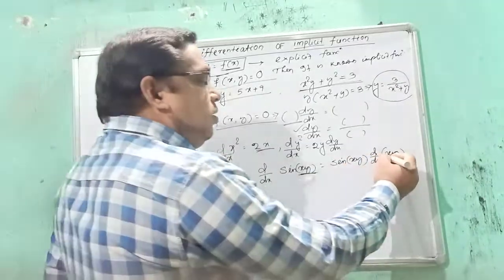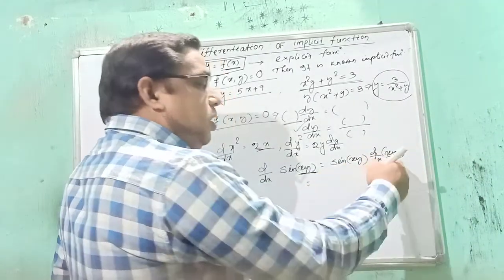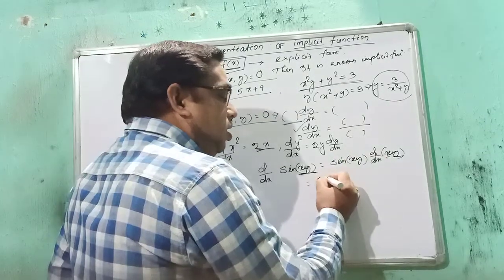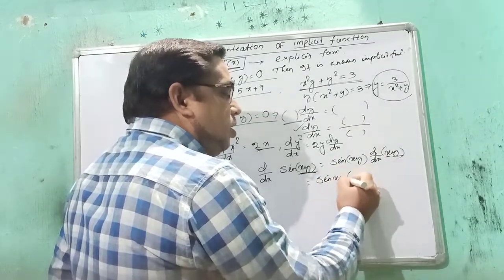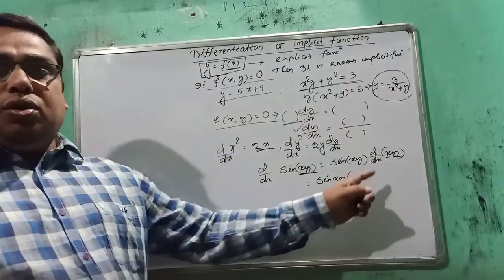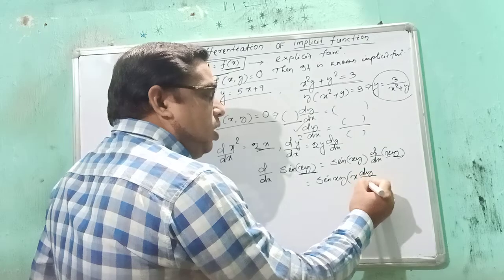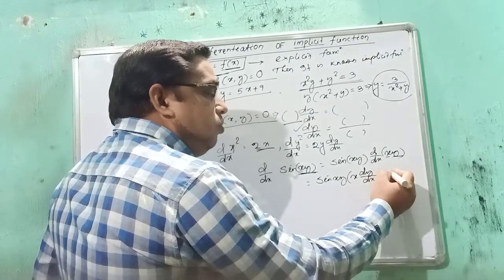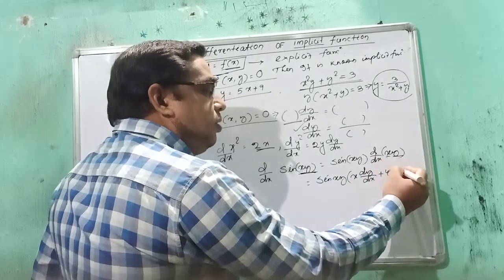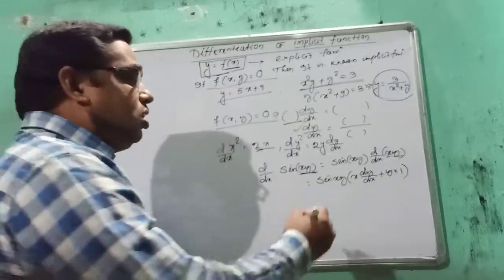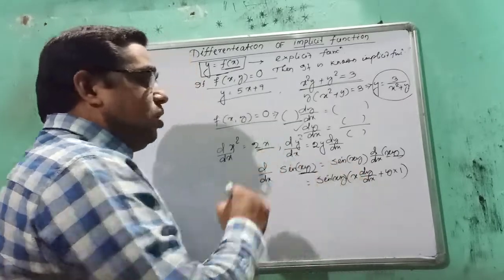Again, to find the derivative of sin xy, you have to apply the product rule here. Then sin xy into what is the derivative of xy? Apply the product rule: x into the derivative of y, which is dy by dx, plus y into the derivative of x, and the derivative of x is 1. So this is the derivative of sin xy.